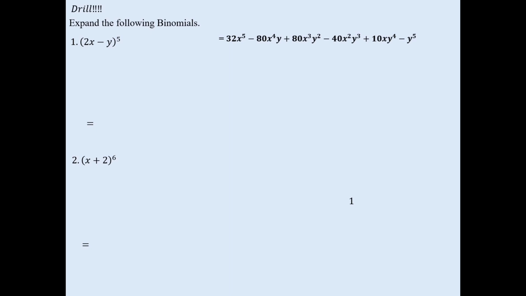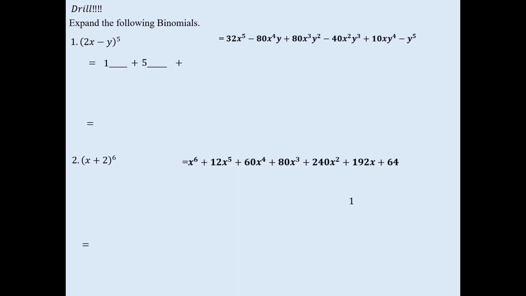For number 2, x to the 6 plus 12x5 plus 60x4 plus 80x cubed plus 240x squared plus 192x plus 64. So, kung mali yung answer nyo, huwag kayo mag-alala, we will solve it. Again, with number 1, 2x minus y to the power of 5, your n is equal to 5, so you have 6 terms. And the numerical coefficients in the Pascal's triangle are 1, 5, 10, 10, 5, 1.